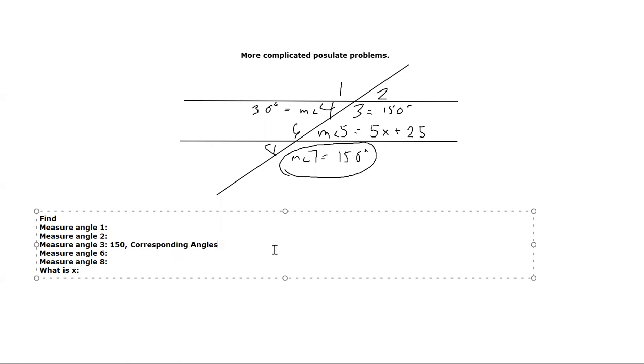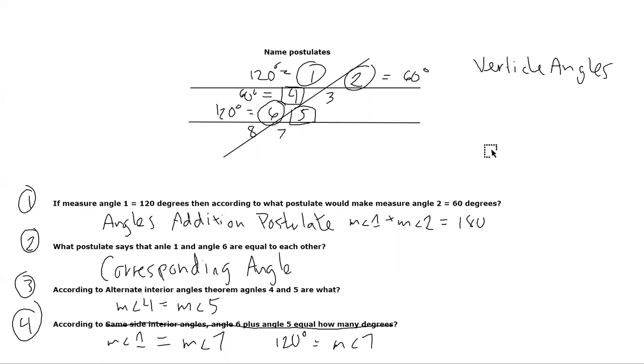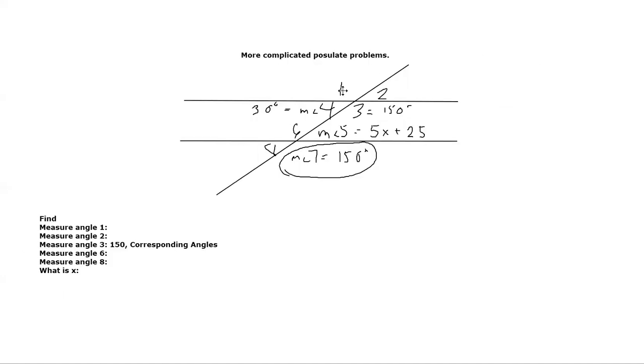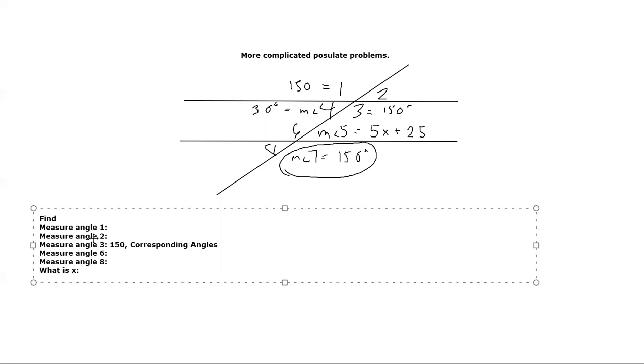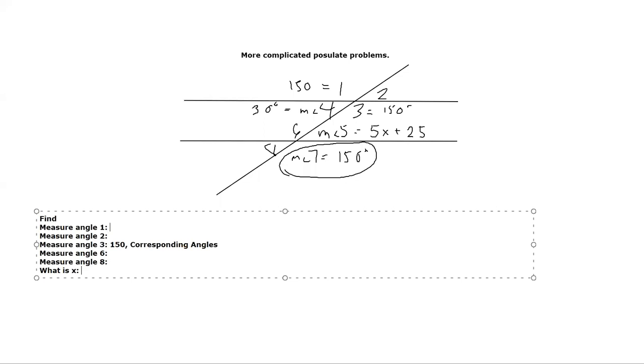Okay, but I was trying to figure out what measure angle 1 was. Well, do you remember when I said over here about vertical angles? Vertical angles are the ones that are diagonal to each other. That means 3 and 1 are vertical angles, and vertical angles, if you remember correctly, are equal to each other. So measure angle 1 also equals 150 degrees. I know this because of vertical angles.